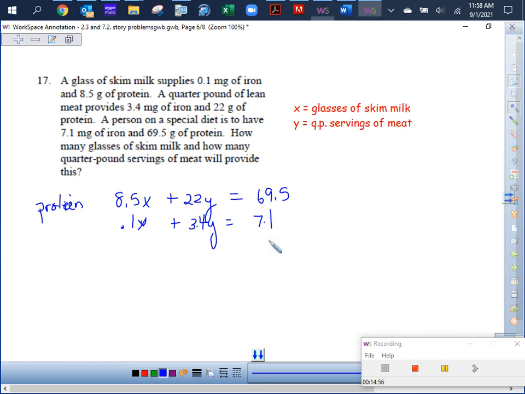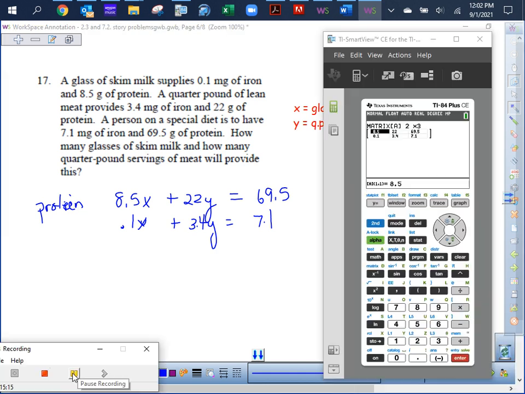My pen would work a little nicer if I read a little bit better, but how about 0.1x plus 3.4y equals 7.1? How would you solve this system? Crazy decimals to me means matrix. Right? It's linear. There's no squares or anything like that, so let's use a matrix. We'll get that punched in.